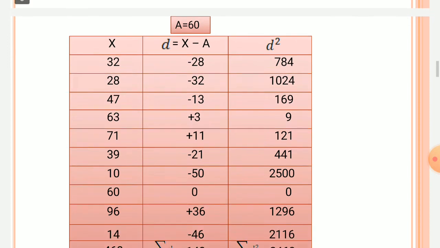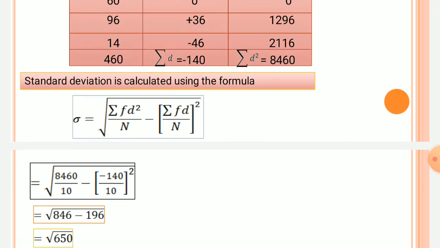1296. Now standard deviation can be calculated using this formula. Sigma is equal to root of sigma fd square by n minus sigma fd by n whole square. Or we can also use the formula root of sigma d square by n minus sigma d by n whole square. So that can also be taken to calculate sigma or standard deviation, because this is an individual series.